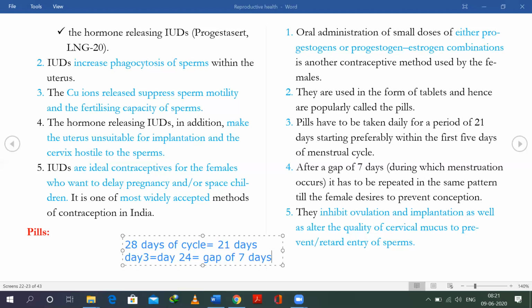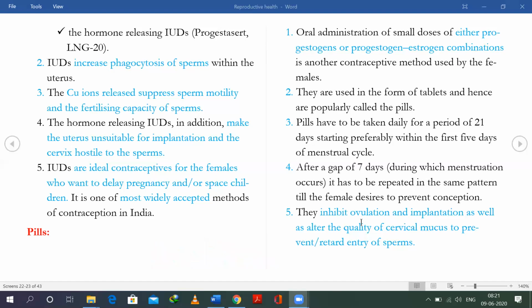So how do they work? You can see here, these work by inhibiting the ovulation and implantation, as well as altering the quality of cervical mucus to prevent and retard the entry of the sperms. It is inhibiting the ovulation. So this is very clear, right?